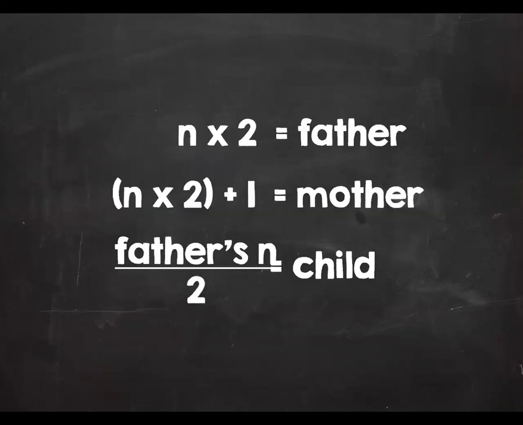You can find the line of descent in an ahnentafel mathematically. Double the person's number to get the father's number. The mother's number is the father's number plus 1. Conversely, to find a person's child, you divide the father's number by 2.